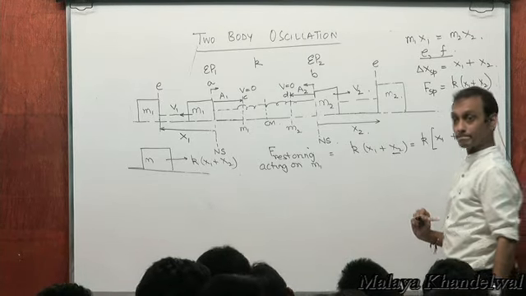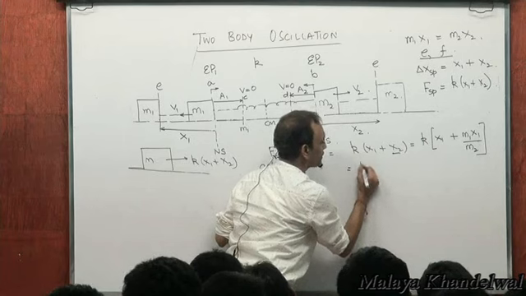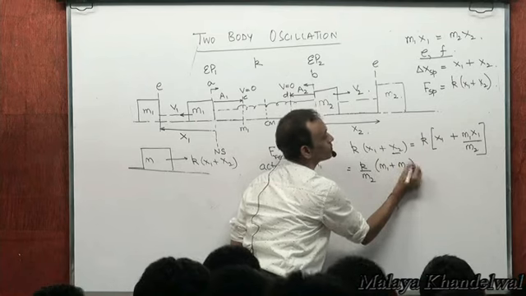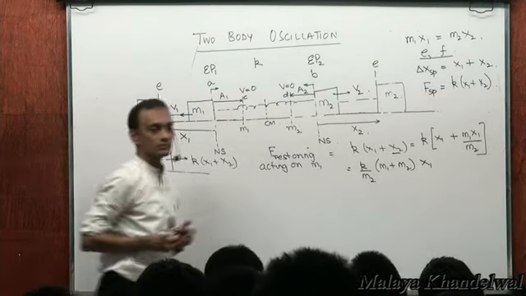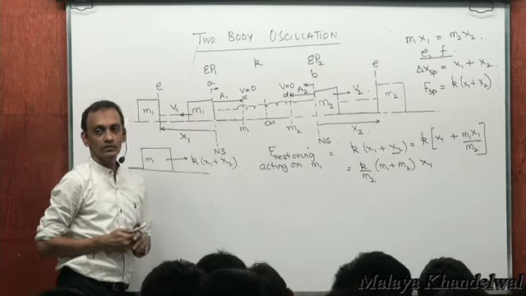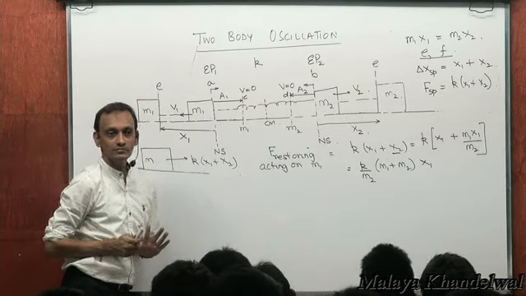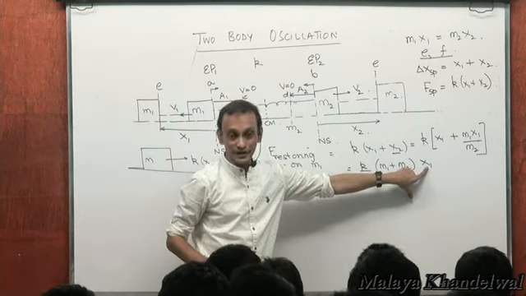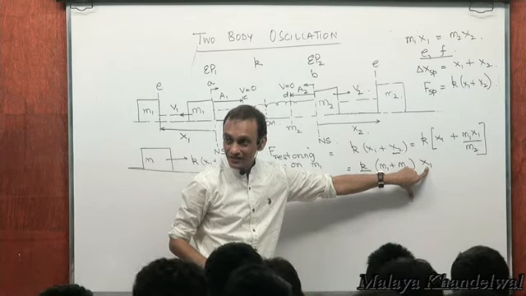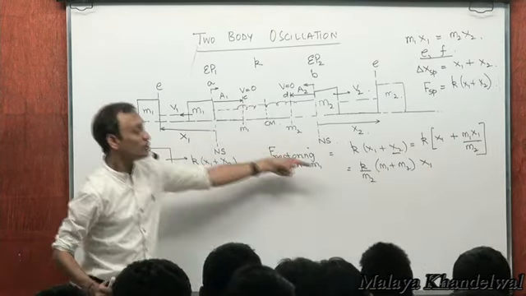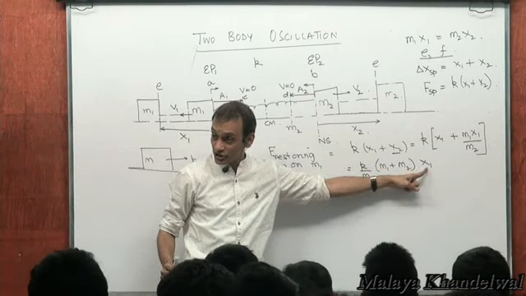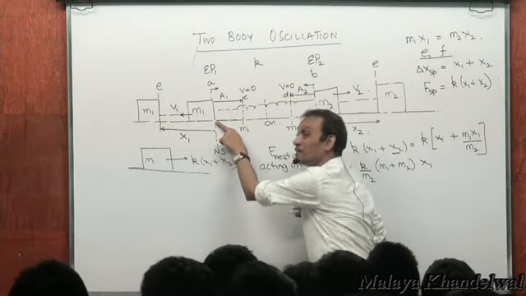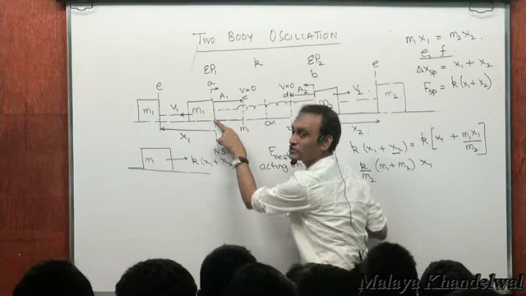Yes or no? Which is like k by m2 into m1 plus m2 into x1. Yes or no? Therefore, the restoring force acting on M1 is proportional to displacement from the mean position, x1. The restoring force on M1 is proportional to its displacement x1 from the mean position, and therefore the motion of M1 must be simple harmonic, with this being the mean position, not the amplitude.